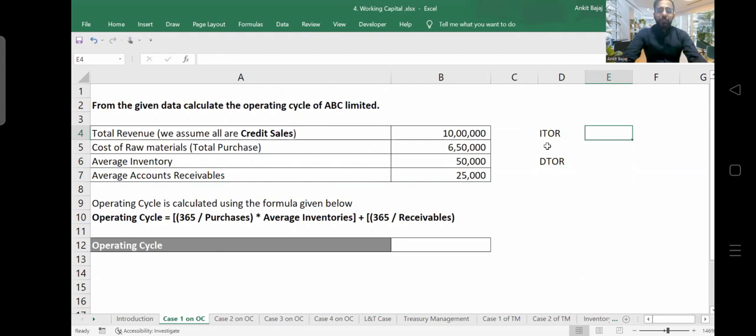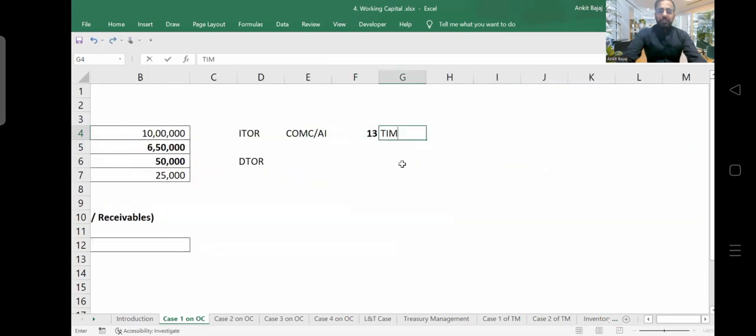Here COGS is missing, so we will take cost of material consumed instead of COGS, and we will divide COMC by average inventory. Average inventory is given in the question, that is 50,000, and cost of raw material consumed is also given, that is 6,50,000. So we take 6,50,000 in the numerator and average inventory in the denominator. So the inventory turnover ratio is 13 times.